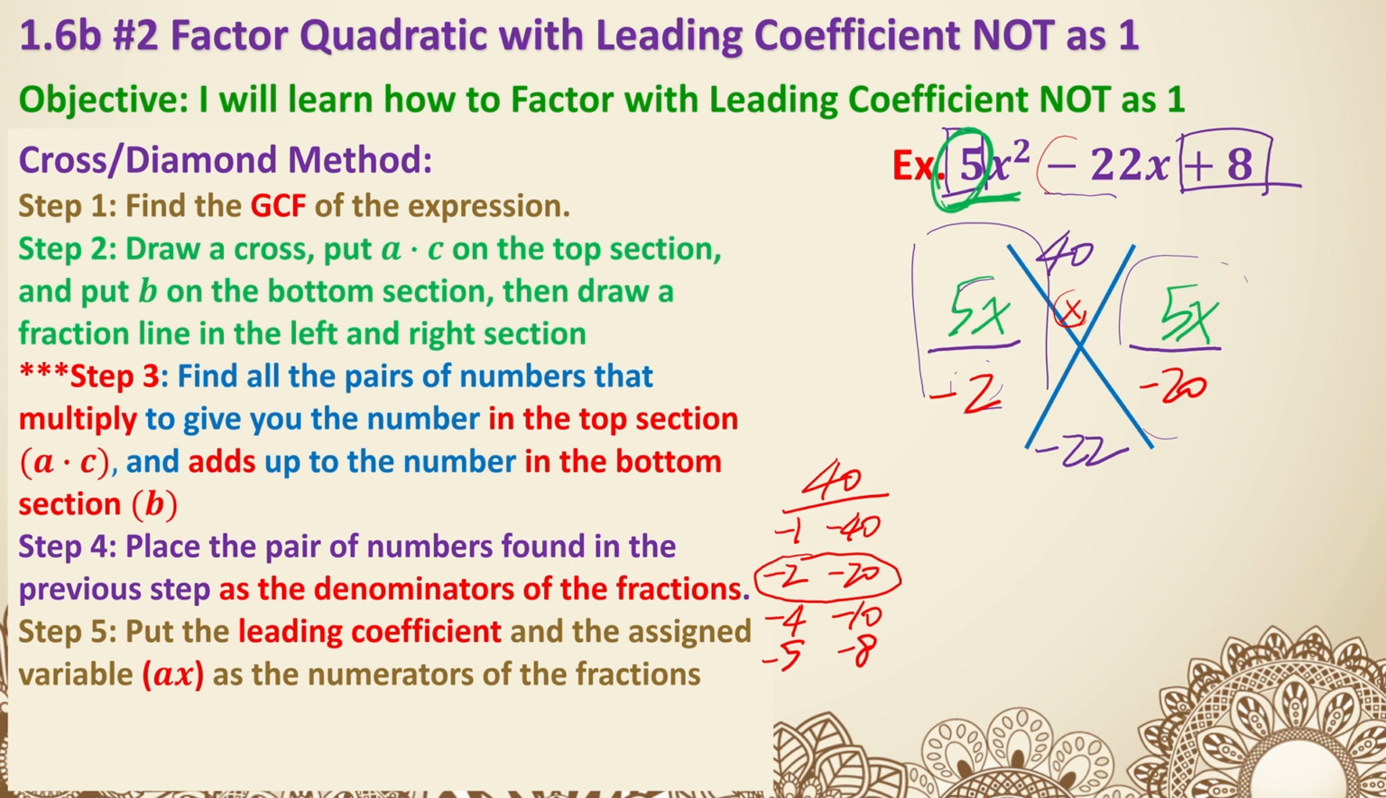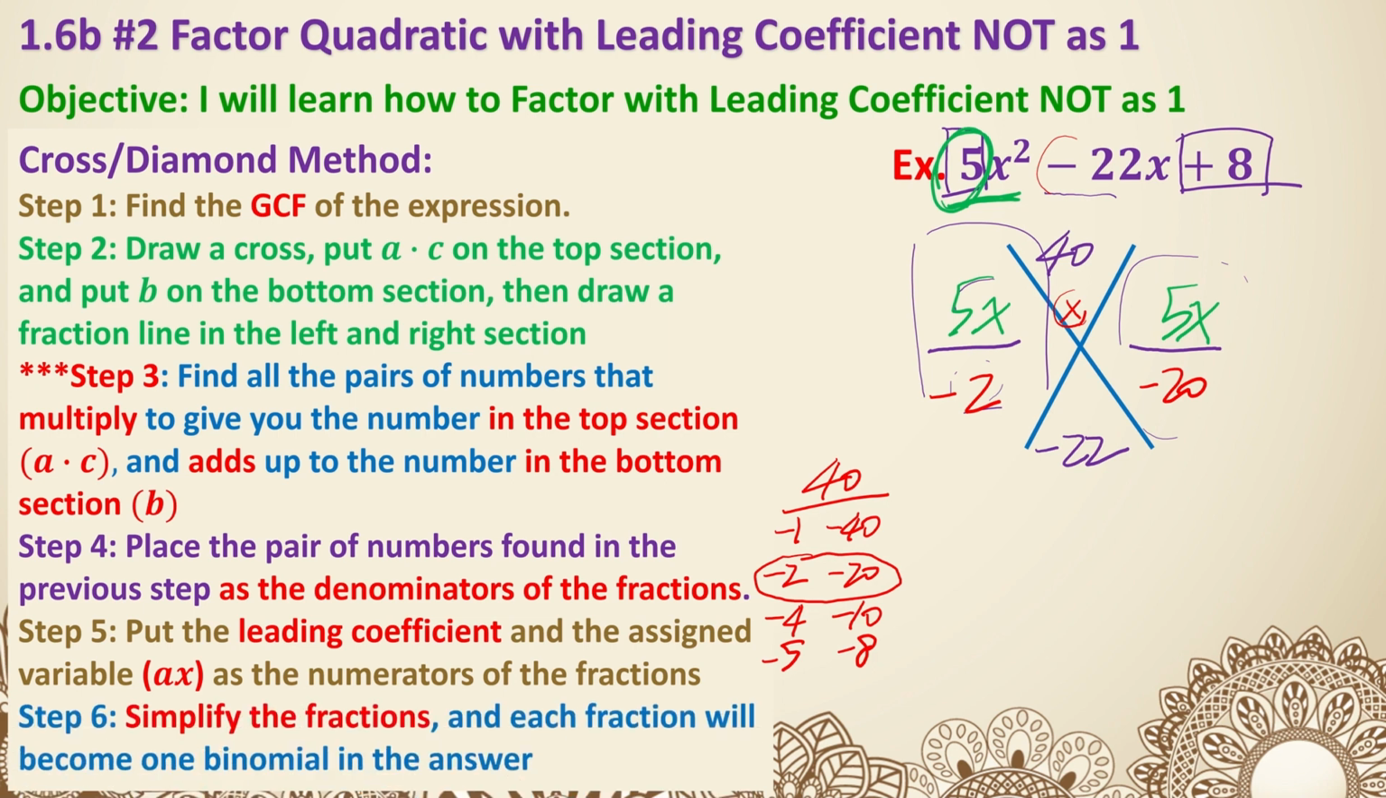Now you have a fraction on the left and fraction on the right. Whenever we see a fraction, it should always be a habit to simplify the fractions. The left side you can't simplify. The right side you can. 5x over negative 20 becomes x over negative 4. So the sixth step is to simplify the fractions.